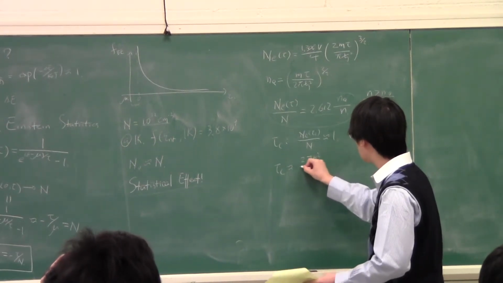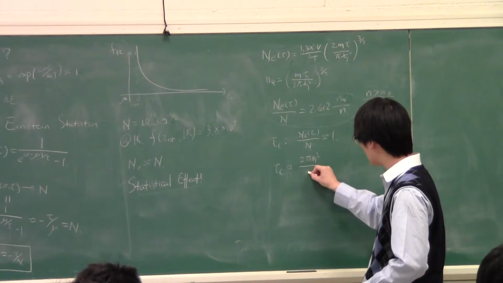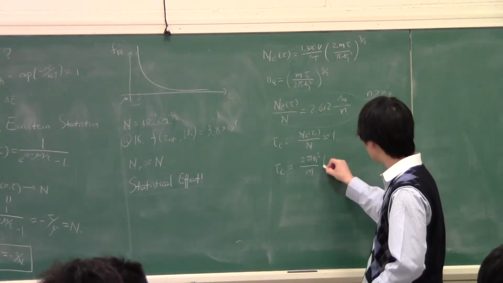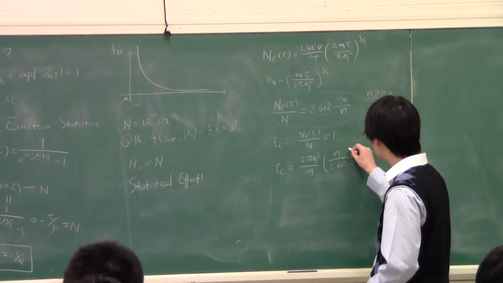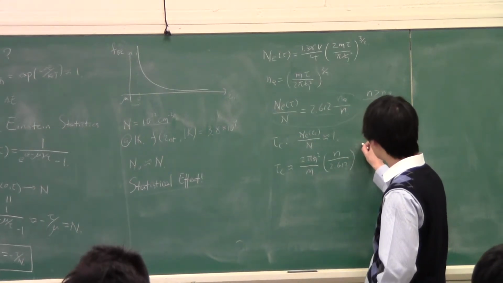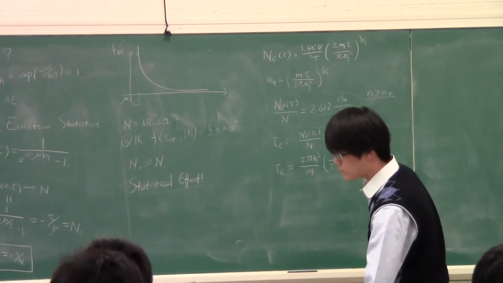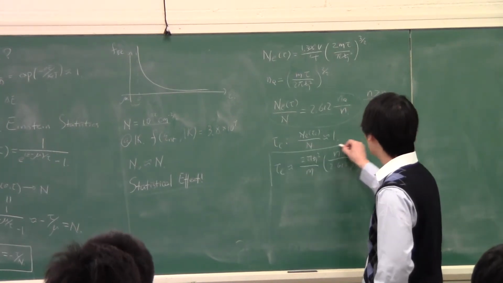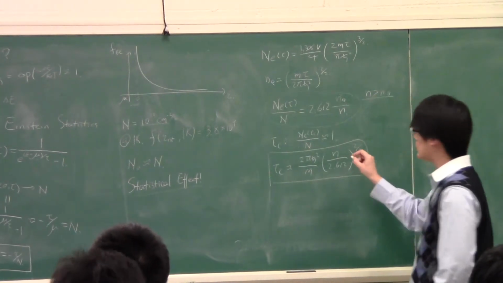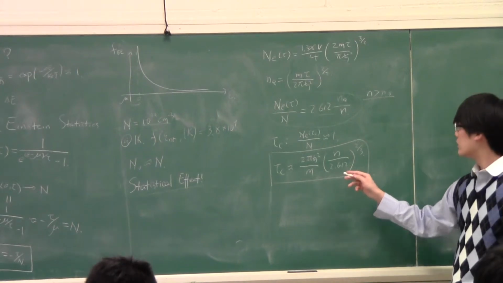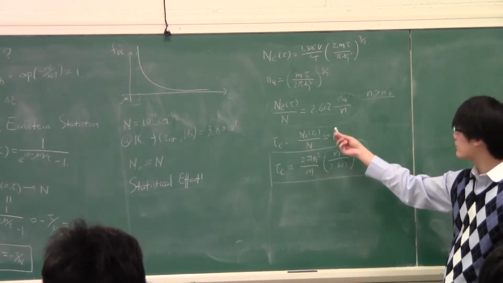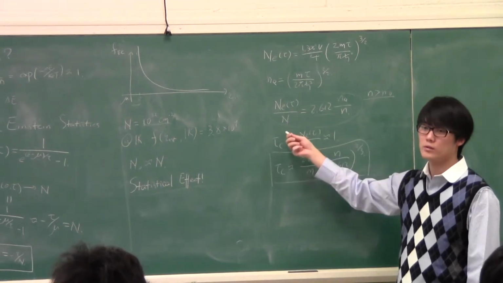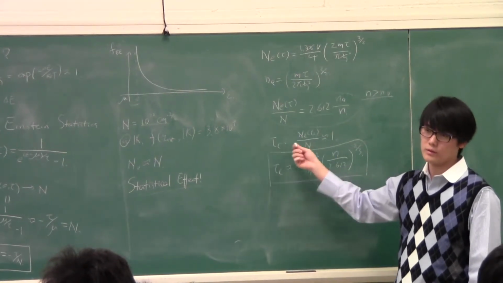2 pi h-bar squared over m, times n divided by 2.67, to the power 2/3. Below this temperature, by virtue of this equation, you see that the number of particles in the excited state divided by the total number of particles appreciably differs from 1.